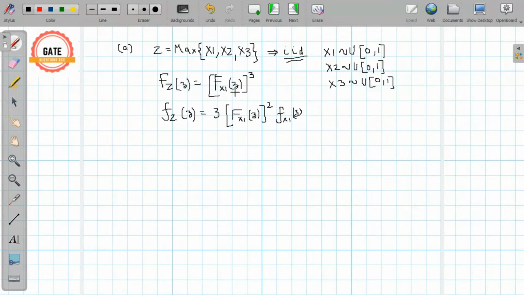So, now what we have to do is find out the PDF and CDF and then put the equations of those in these two formulas. So from this we know that the PDF of x1 will be equal to 1 when z is greater than 0 but less than 1, and 0 otherwise.